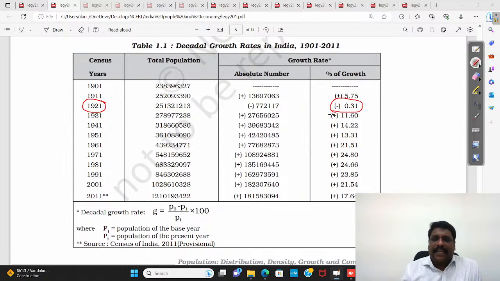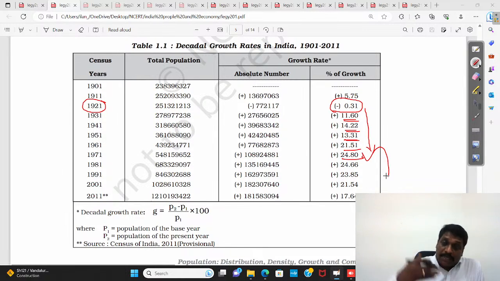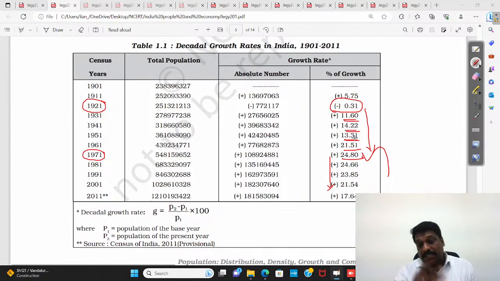Then again, slowly and steadily after that, the rate of growth was increasing. It grew at 11.6, then 14.2, 13.3, all of a sudden 21.5. Then it reached the maximum of 24. The rate of growth of population was also growing. And my dear friends, after reaching that peak by 1971, the growth rate started declining. Population did not decrease. Population is still increasing, but the growth rate started declining.